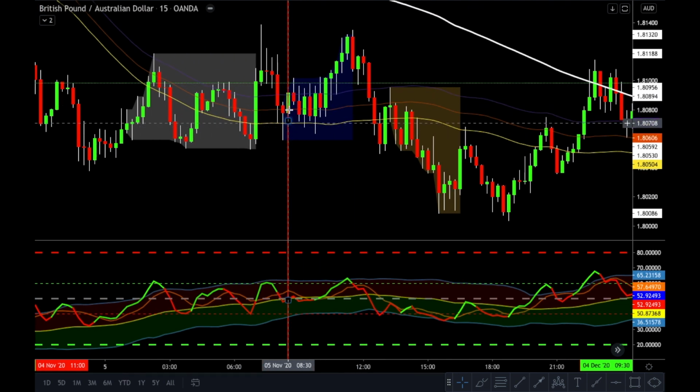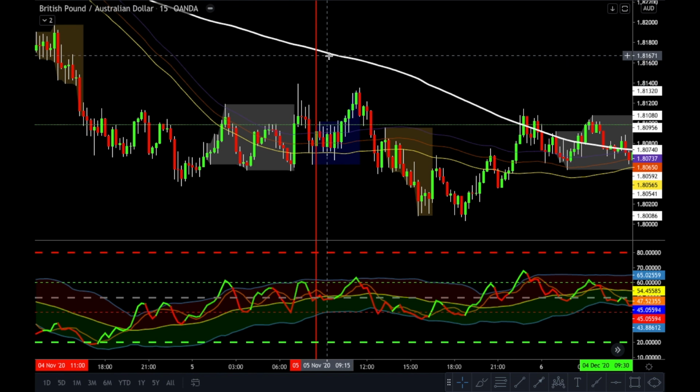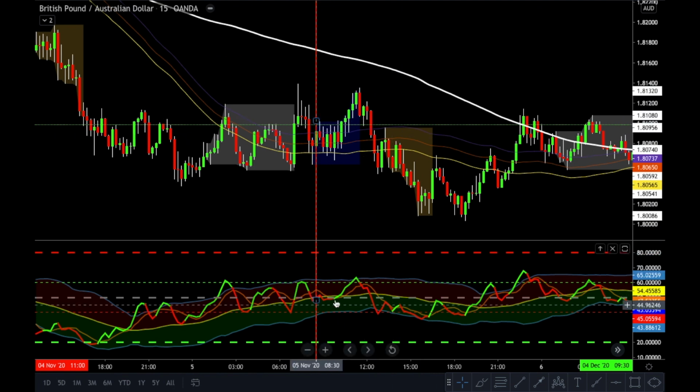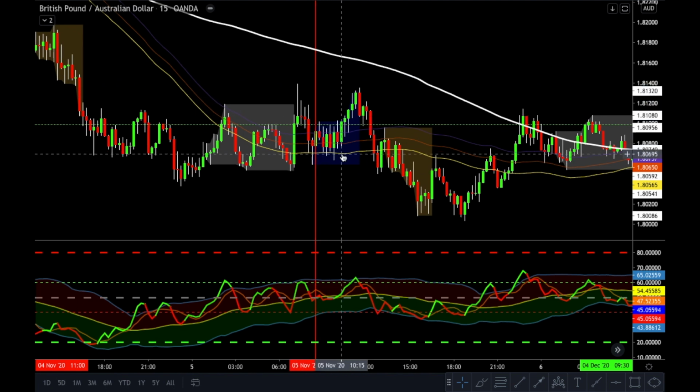Here again, I would not have taken this trade. Price was too far away from the 200 moving average. You can see it was down here. So price could have gone this way or it could have gone down, but I don't know. So even if I had a crossover here for a bearish trade, I wouldn't have taken it. I would have left it. There wasn't enough consistency in my confluences.